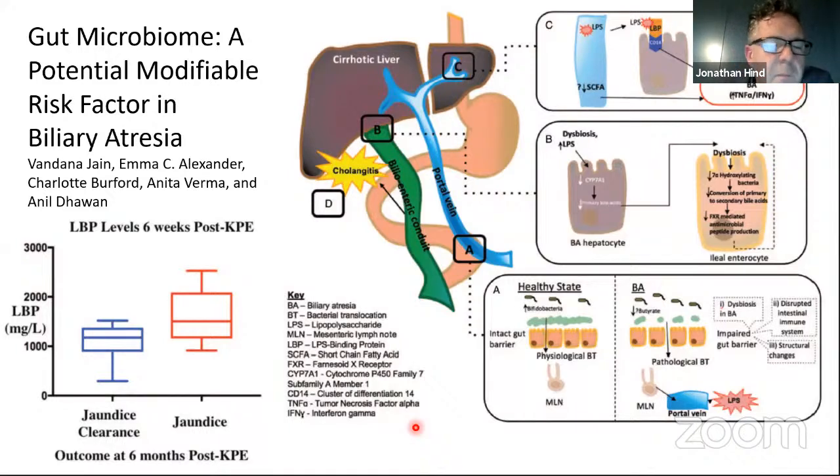So we have done some work. There's increased lipopolysaccharide binding protein in children who don't clear their jaundice after Kasai, as opposed to those who do clear their jaundice. So although evidence is currently lacking, this is definitely an area for research in the future, something that's possibly modifiable to try and improve the outcome of these children with biliary atresia.